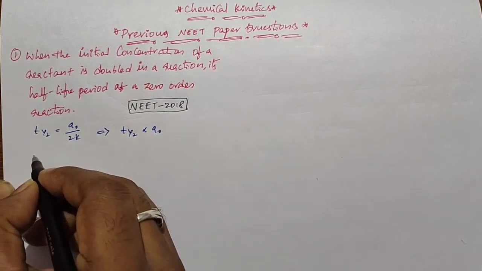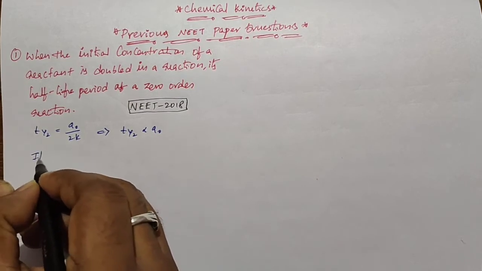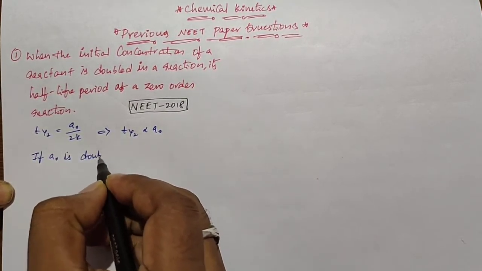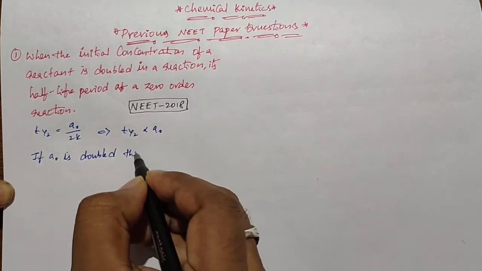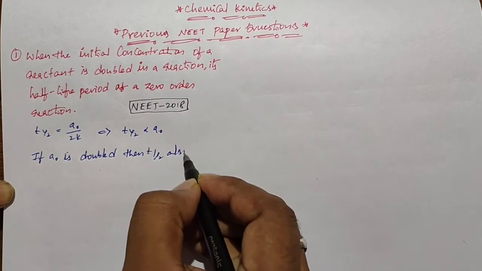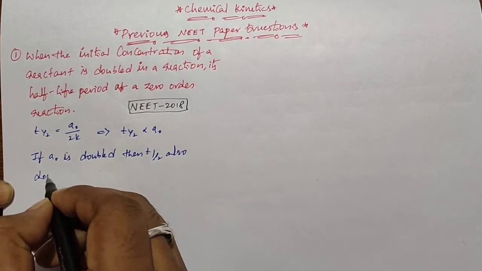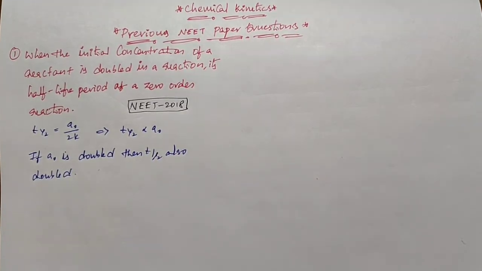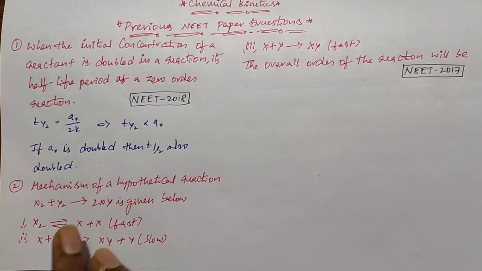So if a naught is doubled, then t half is also doubled. Okay, this is the way of solution. Okay students, this is the next problem.